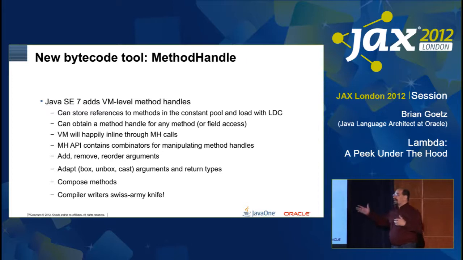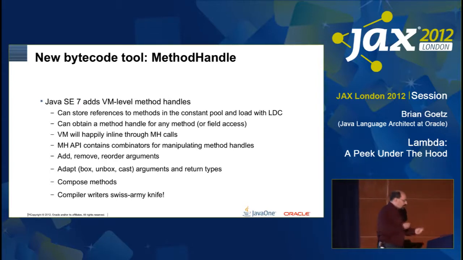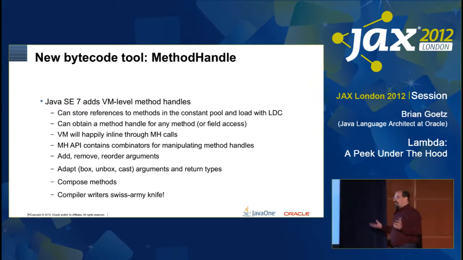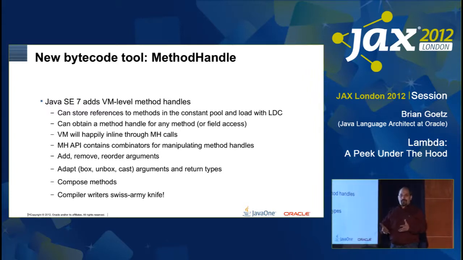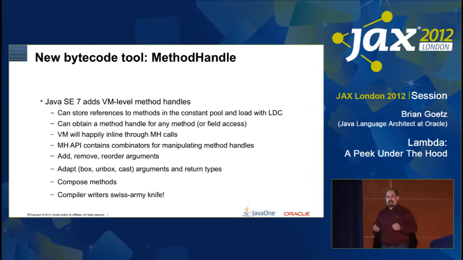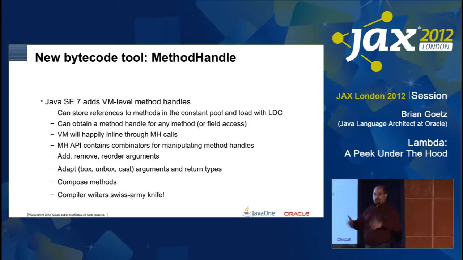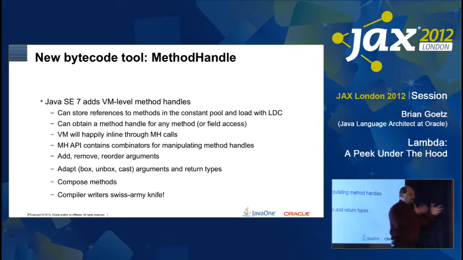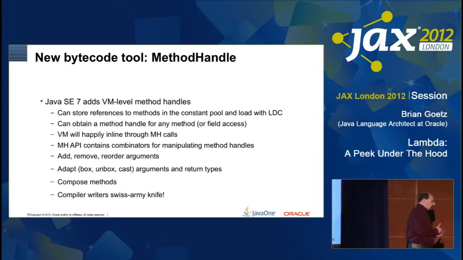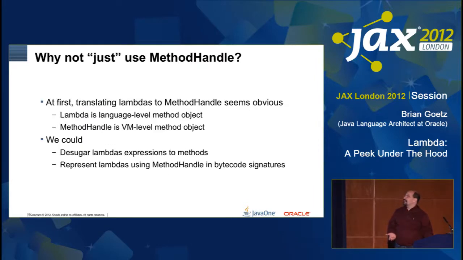So all of these combinators in the library look like library code for adding arguments, removing arguments, reordering them, and adaptations like boxing, unboxing, varargs collection, casting, composition. All of these things look like, oh my God, the code for this would be so nasty. In fact, the code it generates is beautiful, because the VM knows what all that stuff does, and it just generates the bytecode that you meant, and it's really great. So as a compiler writer, this is great. This is your Swiss Army knife. You can slice and dice functionality and compose it, and the VM knows exactly what to do with it and generates beautiful code, in theory.